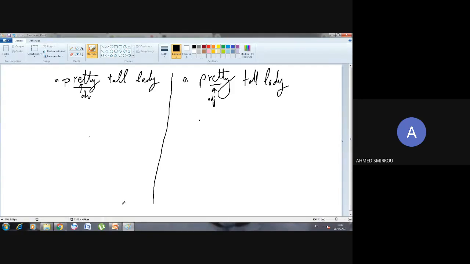Noun phrase. Yes, it's a noun phrase. Determiner, fine. Then N bar. So this is the rule of the determiner. The specifier must be sister to X bar dominated by the phrase. This is the rule of the specifier.